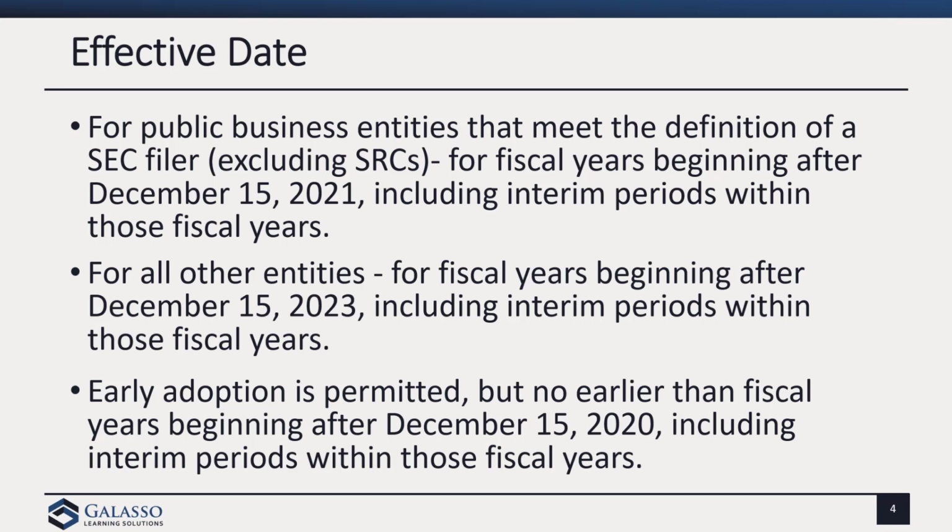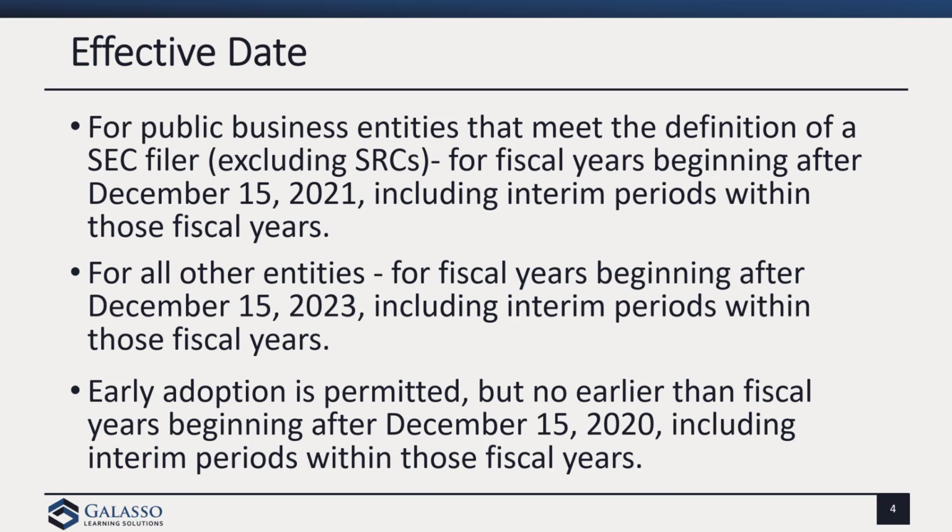However, they do note that this is something you might want to consider early adopting, even though you have the time and it's not effective for what seems like forever. 2024 sounds like eons away, but we all know it's really not eons away. So in those scenarios, there is a good option. Early adoption is permitted, but not earlier than fiscal years beginning after December 15th of 2020, including interim periods within that. So if you are going to go through this, this is something to consider for early adoption, simply because it's just a really nice change.